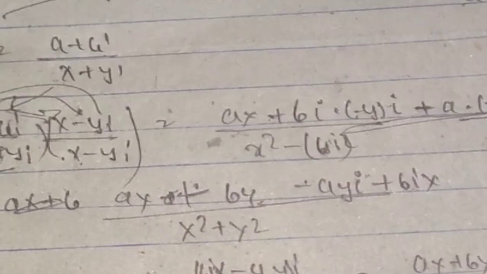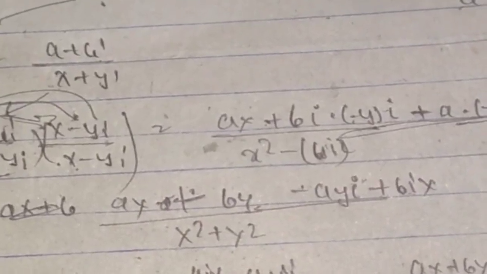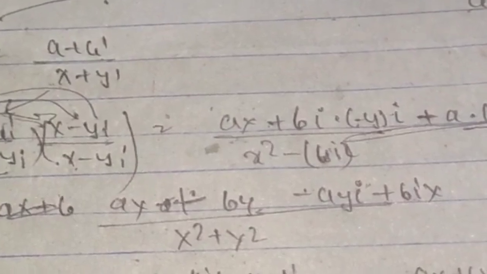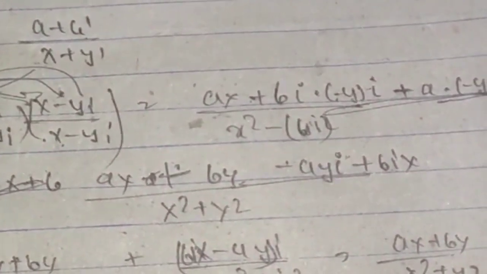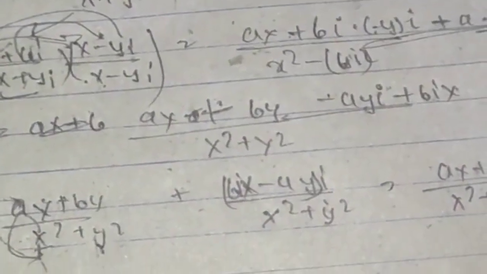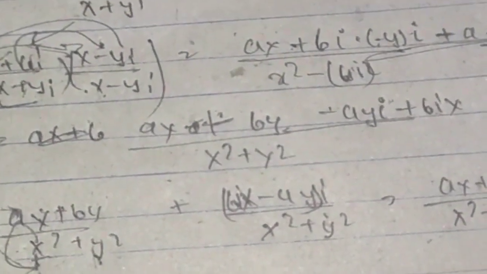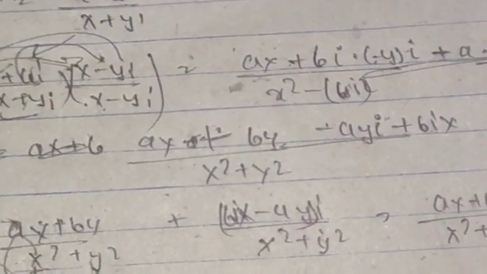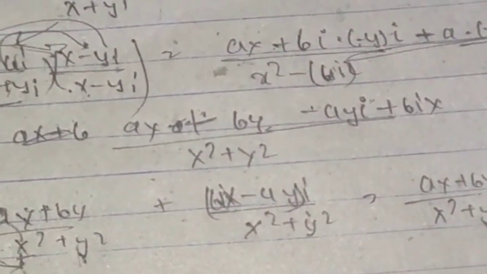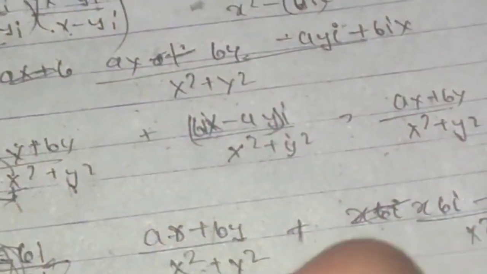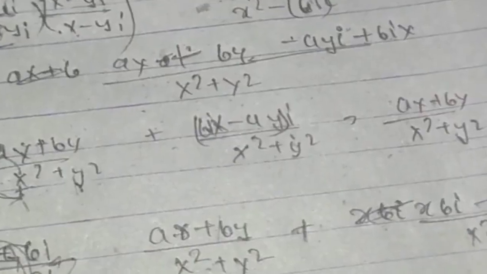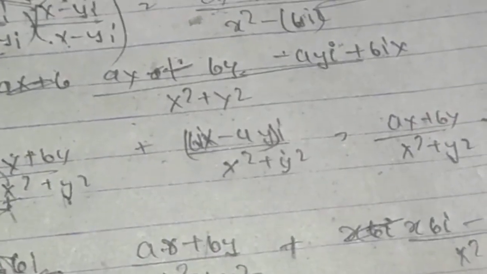Am I right or wrong? Okay, sorry, x times this minus y times this, sorry, y times this minus y times this, okay, and the square of both sides. This becomes ax plus by over x square plus y square, and xb minus ay upon x square plus y square into iota.